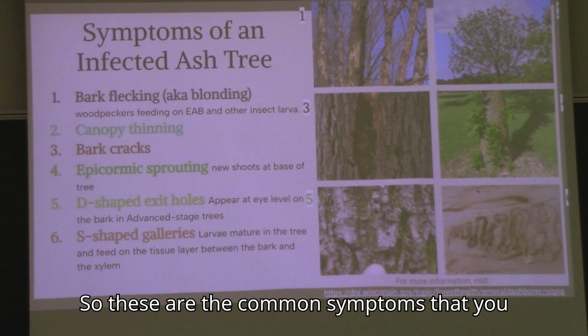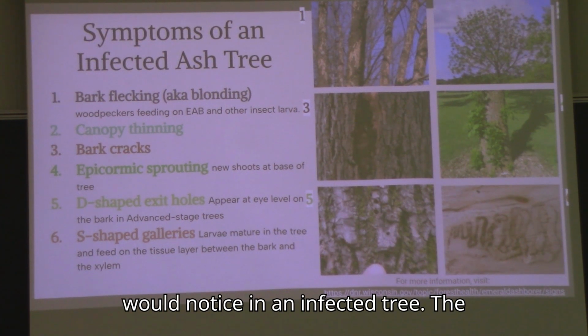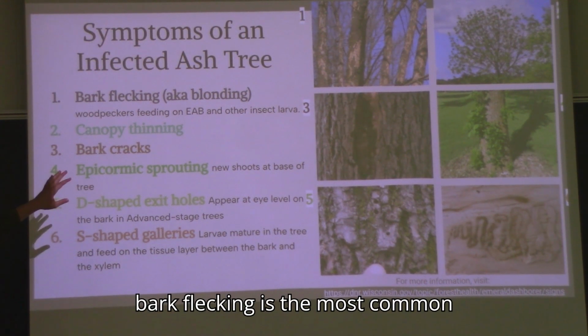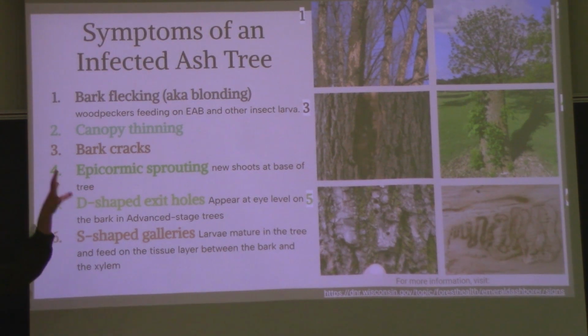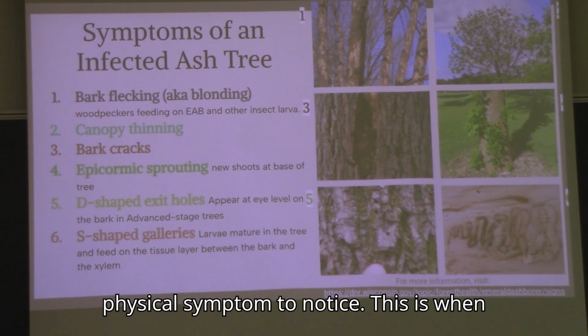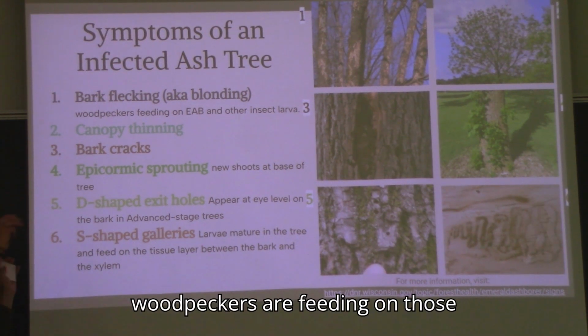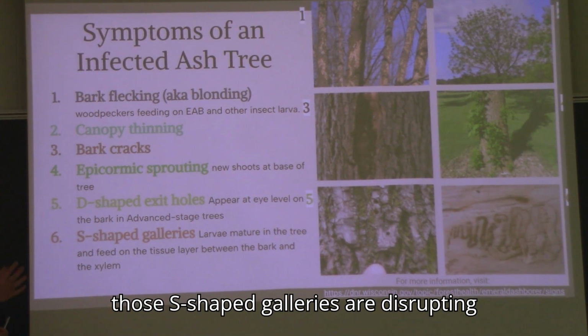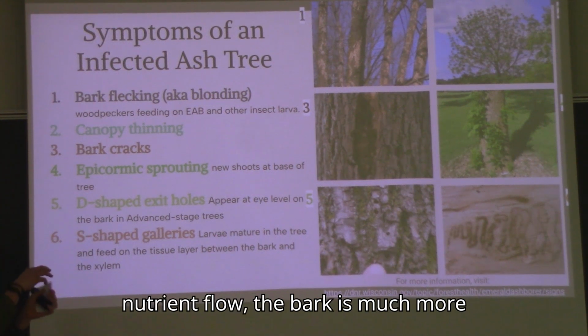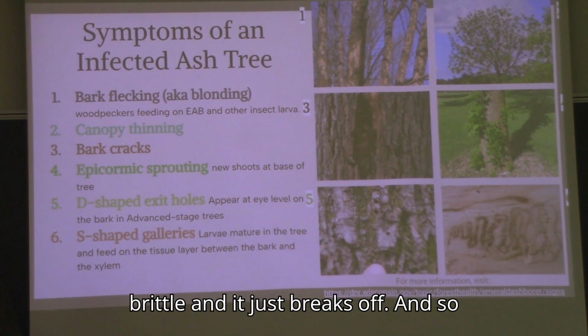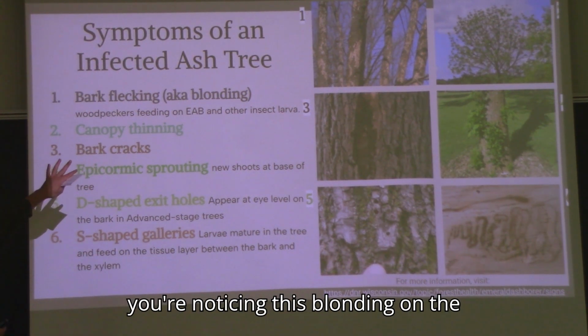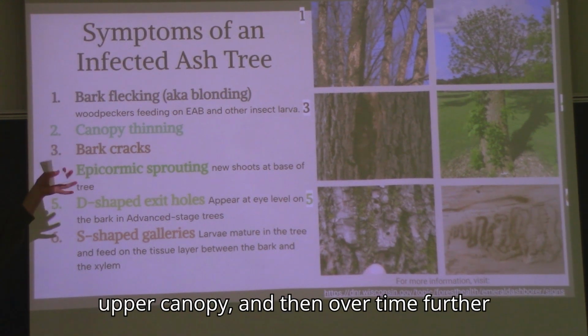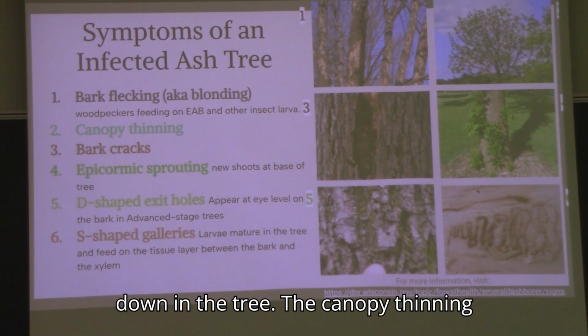So these are the common symptoms that you would notice in an infected tree. The bark flecking is the most common activity, or the physical symptom to notice. This is when woodpeckers are feeding on those live larvae inside of the tree, and since those S-shaped galleries are disrupting nutrient flow, the bark is much more brittle and it just breaks off. And so you're noticing this blonding on the upper canopy and then over time further down in the tree.